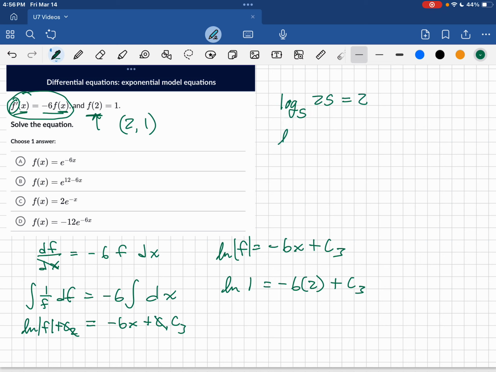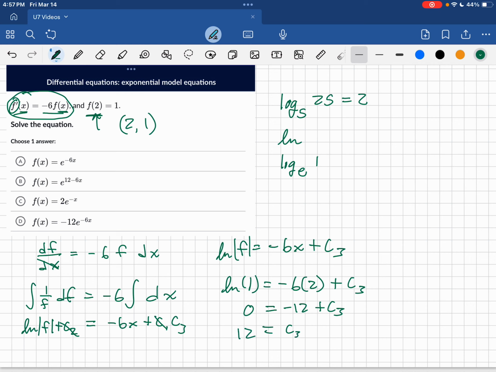Okay, now what is natural log? Well, natural log is log base e. If you have log base e with a 1 inside, the question is asking what power of e is 1. And what power gives you 1? That's right, 0. And on the other side, we have negative 12 plus c sub 3. So now clearly, obviously, c sub 3 equals 12.